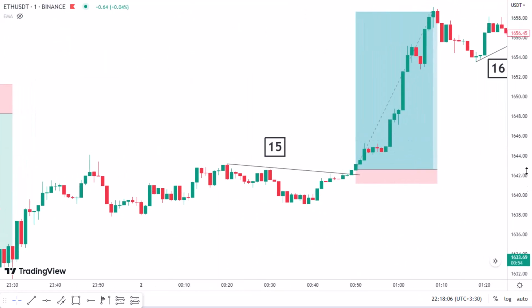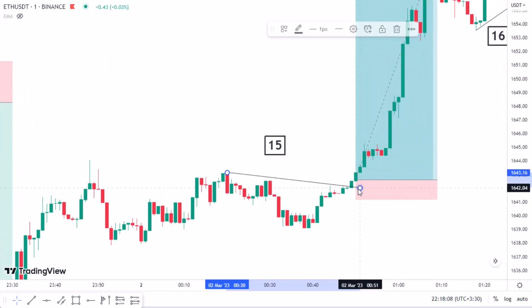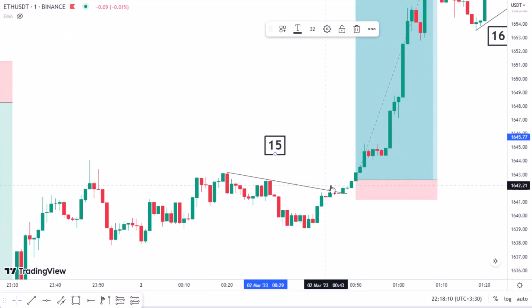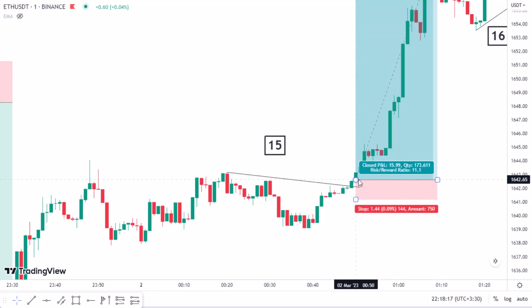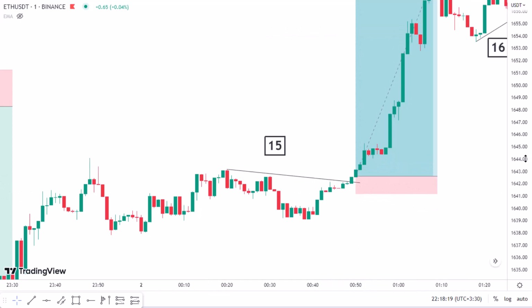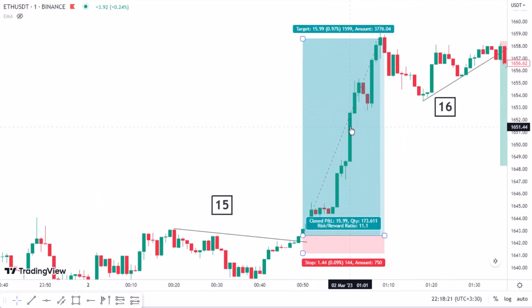On the next position we have a trend line here, which was like this, and when we see this shadow we extend it like this, and again here we enter the buy position, put our stop loss somewhere safe, and it gives us a reward of 11.